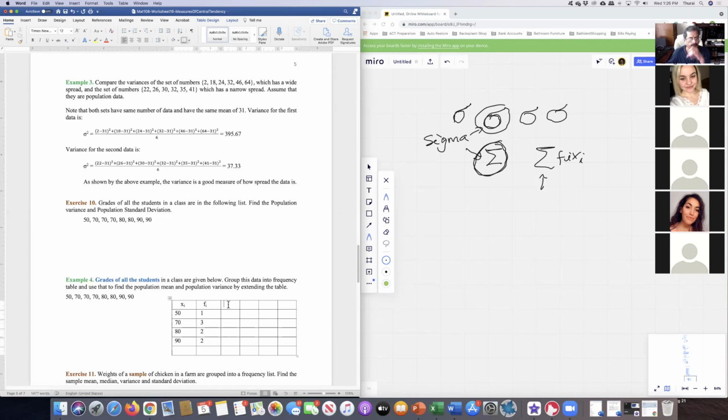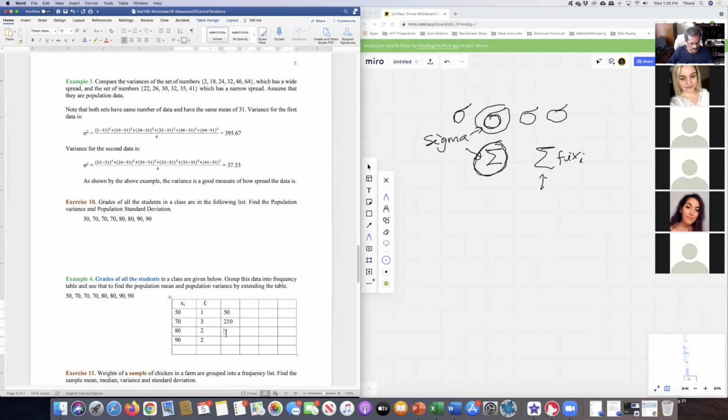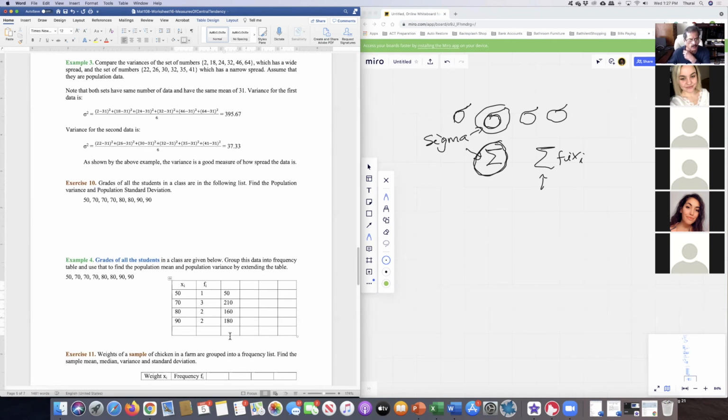Now, the first step is to find the mean, right? To find the mean, I'm going to multiply fi times xi. So I get 50, 210, 160, 180. And then I add up these fi xi. That'll be the same as the total of all the data, the sum of all the data. So these are grades of students, and adding these up is the same as adding all the data.